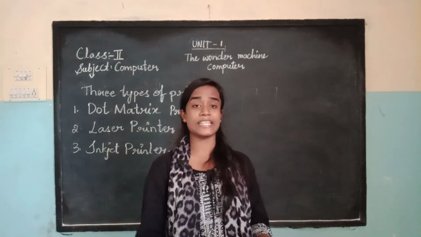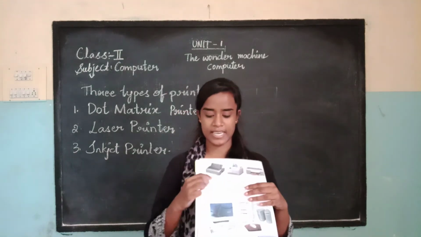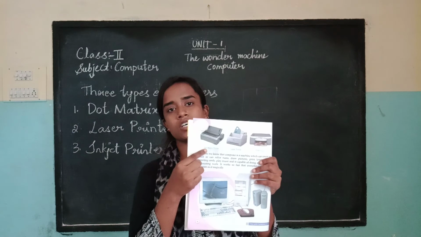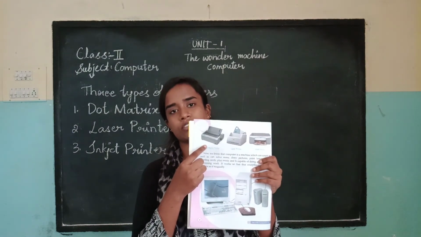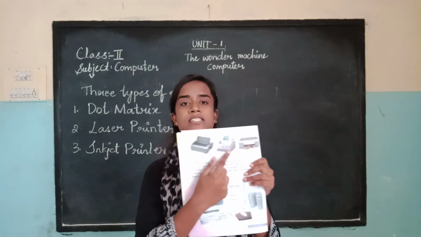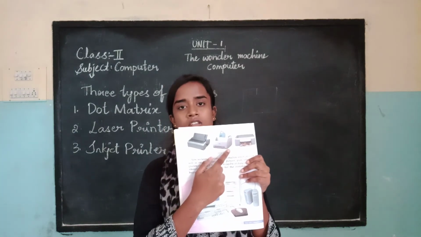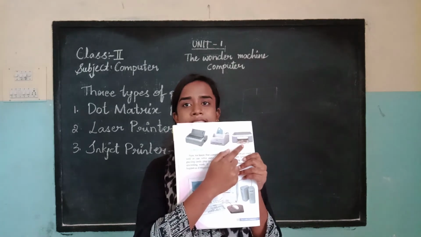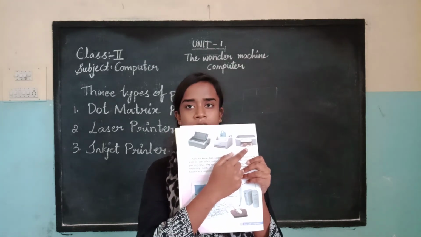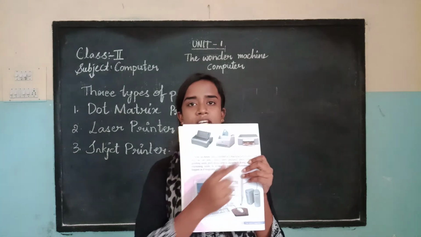So there are 3 types of printer. See here, first one is a dot matrix printer. This one is a dot matrix printer. And second one is a laser printer. This is called a laser printer. And third one is an inkjet printer.